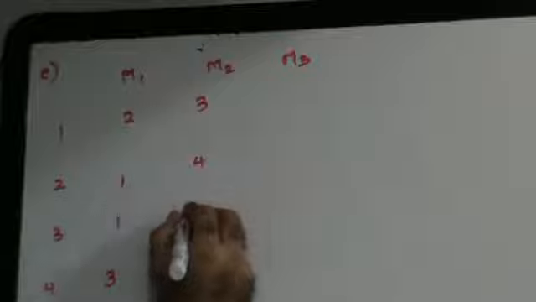Question number E with 3 machines. You have machine 1, machine 2 and machine 3, and you have jobs 1, 2, 3 and 4. Now they give you the times: 2, 1, 1, 3, then you have 3, 4, 4, 2, then you have 3, 3, 4, 3. Right? Now let's see this.